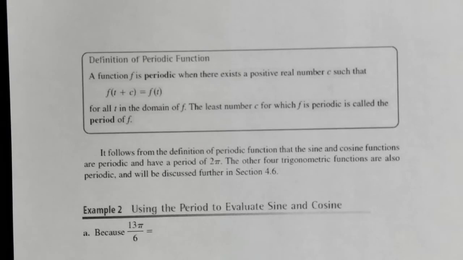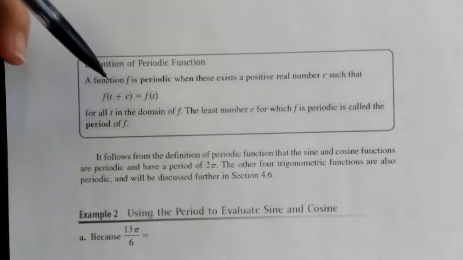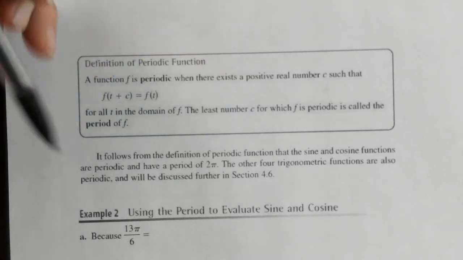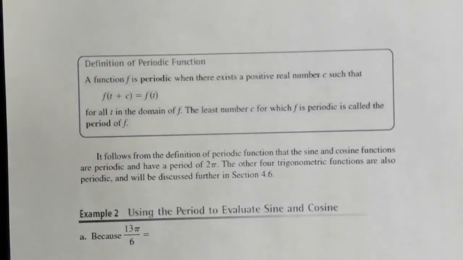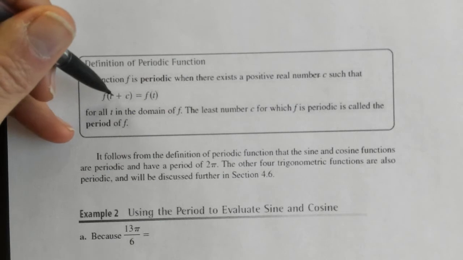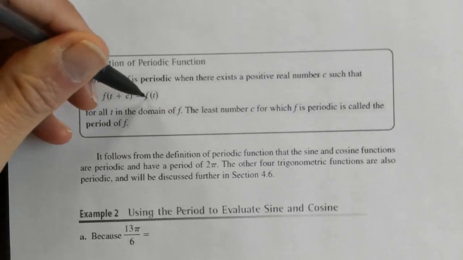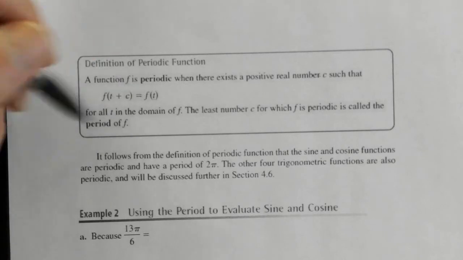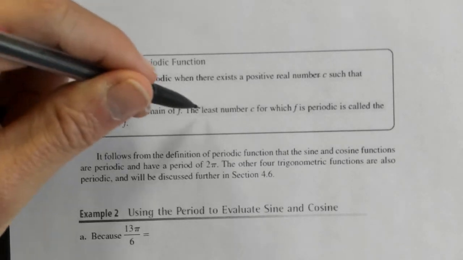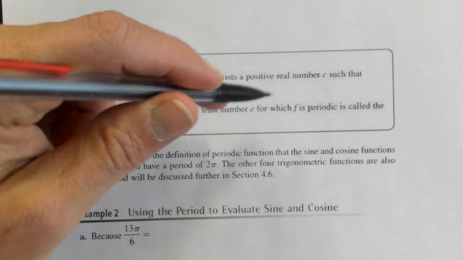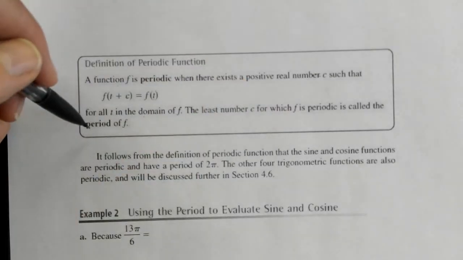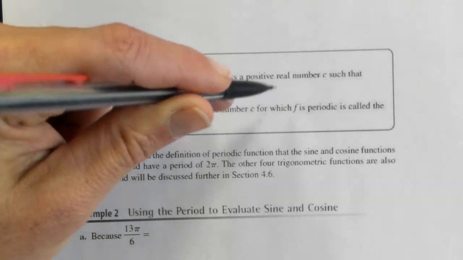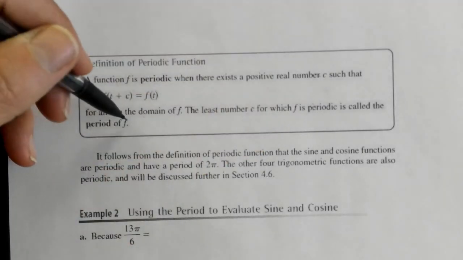We got the formal definition of a periodic function here. A function f is periodic when there exists a real number c such that f of t plus c equals f of t. And that's what we've got as far as fitting the definition for sine and cosine, for all t in the domain. The least number c for which f is periodic is called the period.